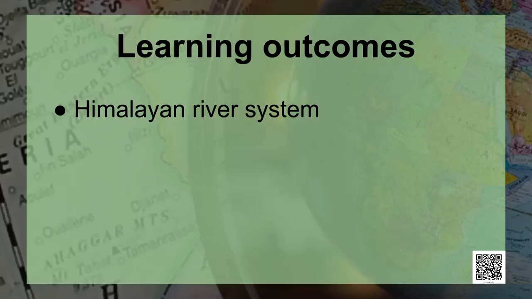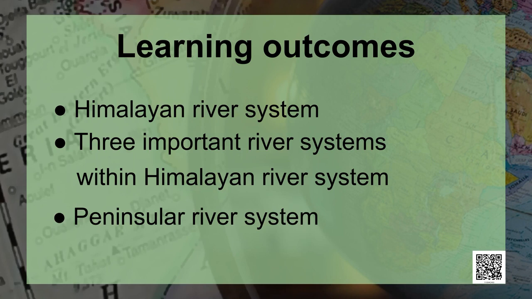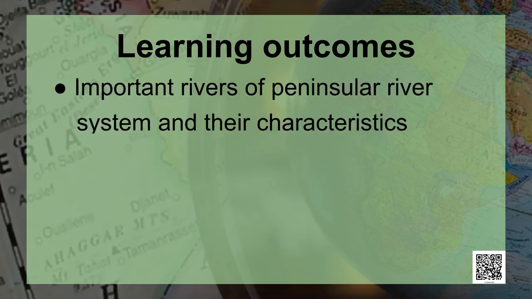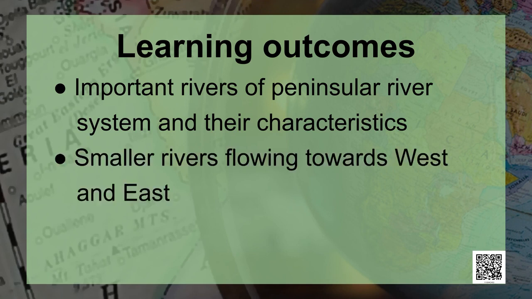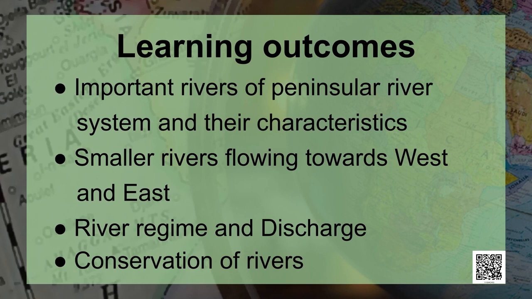Let us recapitulate what we learned today. We learned about Himalayan river systems, three important river systems within the Himalayan river system, the peninsular river system, important rivers of the peninsular river system and their characteristics, smaller rivers flowing towards west and east, river regime and discharge, and then we also got to know about conservation of rivers. Children, I hope you must have understood the two major river systems of India.